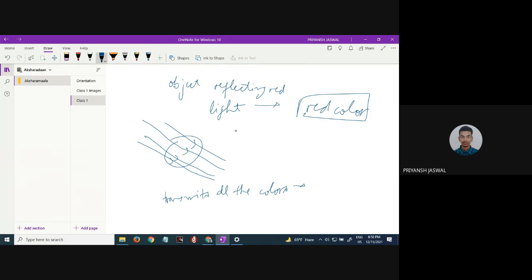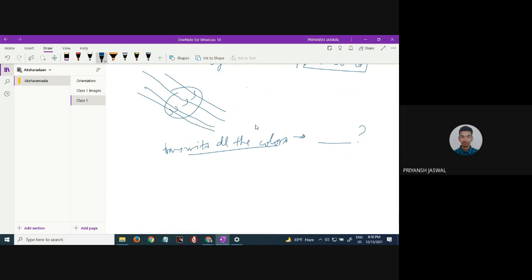In that case, I'll leave it for you to decide what will be the color of the object when it transmits all the colors. Maybe put it in the comment section and I'll reply if it is correct or not. And for the students, you can answer in the next class.